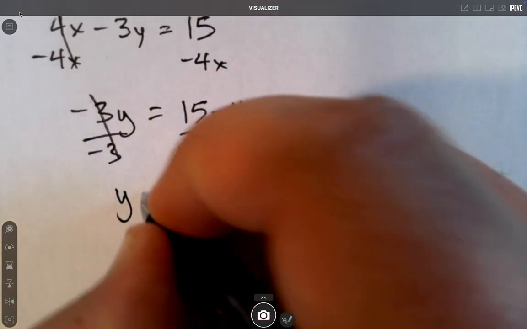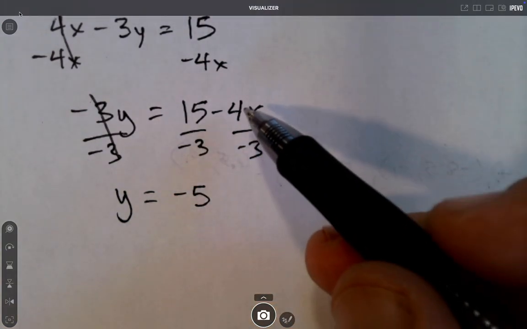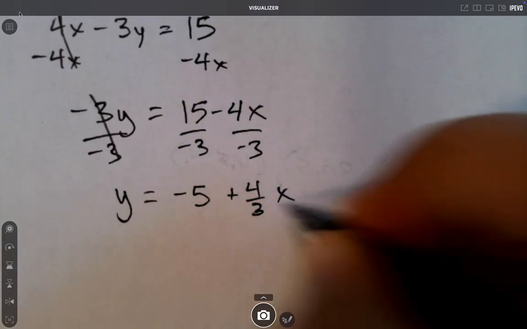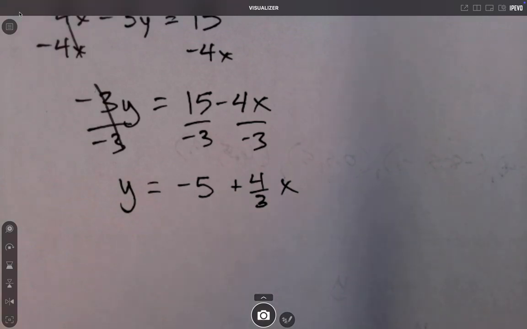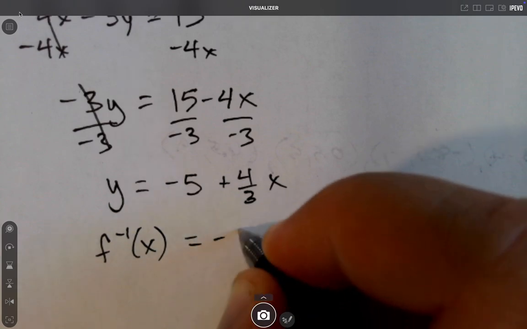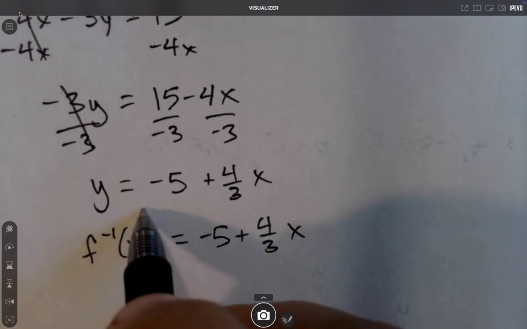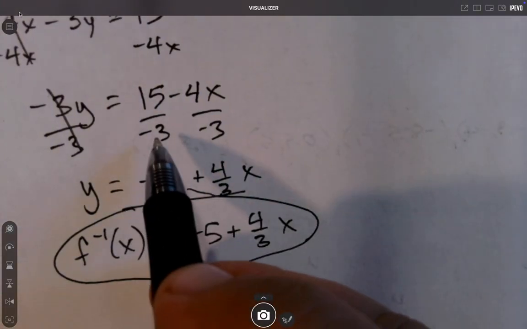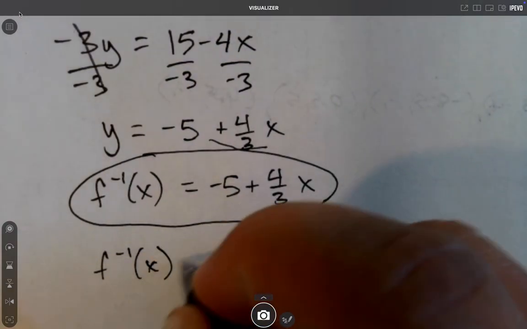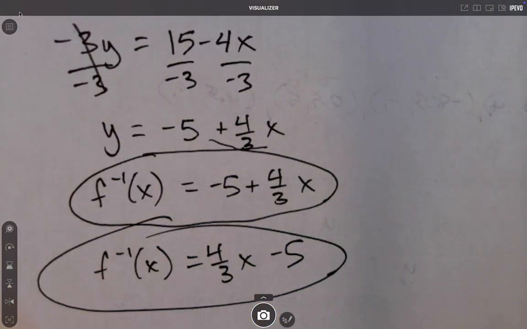So here it cancels. 15 divided by -3 is -5. And then, since these are both negative, -4 over -3, it becomes a positive 4/3 x. My final step is to write this as the inverse of f of x equals -5 plus 4/3 x. Or, if you had at the beginning made this -4x plus 15, then the answer would just look like 4/3 x minus 5. And that also is correct. So either one of those would work.